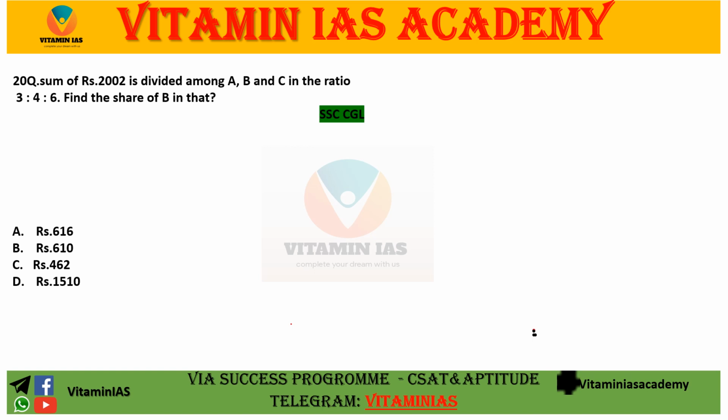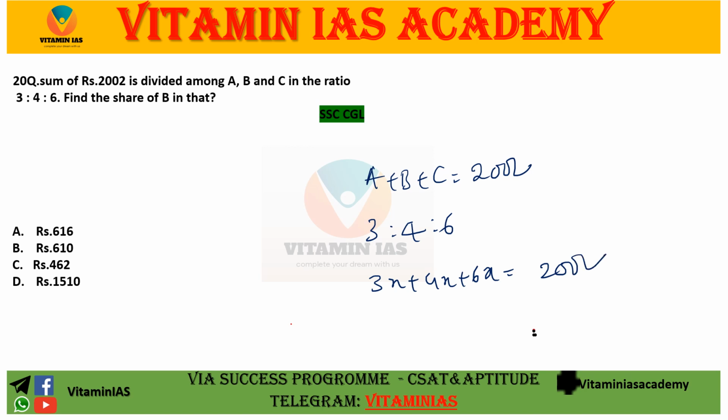Here a sum of 2,002 rupees is divided among A, B, C. Divided among A, B, C means A plus B plus C is equal to 2,002. The ratio is 3:4:6, means 3x plus 4x plus 6x is equal to 2,002. Means 13x is equal to 2,002. So x will be 154. He already knows the x value.